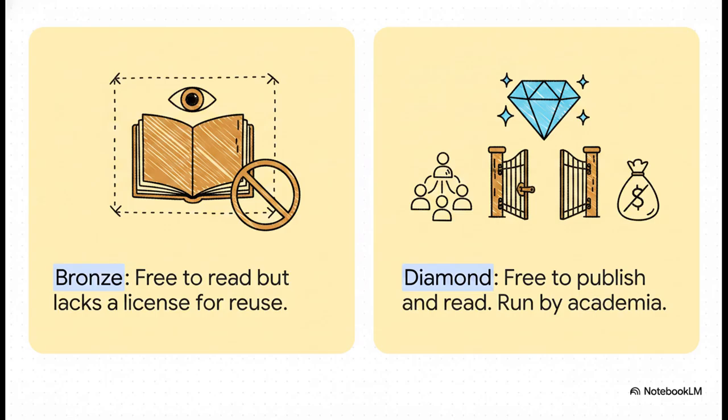Conversely, we have diamond, sometimes called platinum open access. Now, this is the utopian ideal for a lot of academics. It is completely free for authors to publish, meaning zero APCs to stress about, and it is completely free for readers. So how on earth does it survive? Well, it's usually run by small societies, academic institutions, or collaborative community agreements. Think along the lines of the Open Library of Humanities or Edinburgh Diamond. It's basically academia taking publishing back into its own hands.